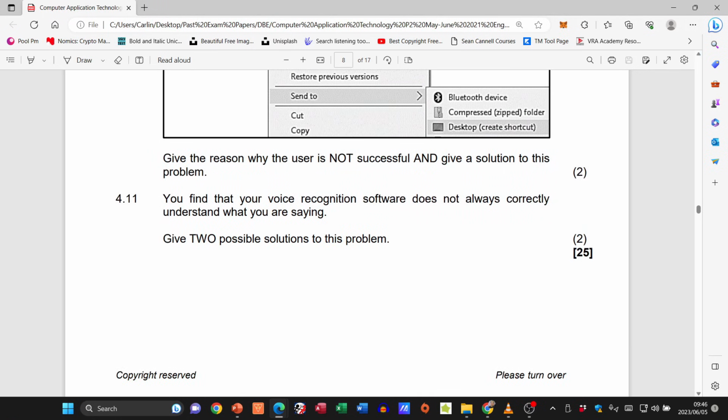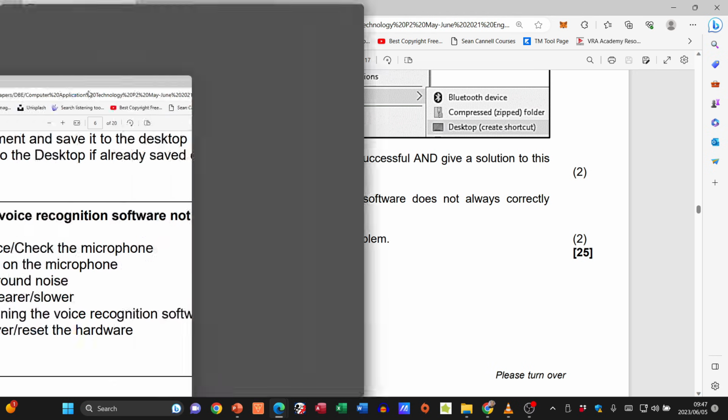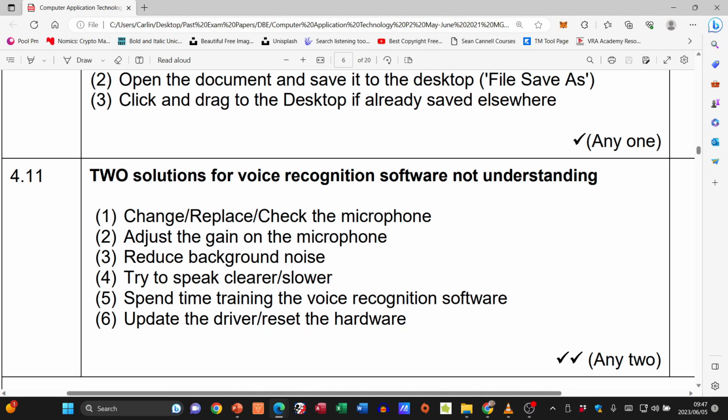And then as we finish off question 4, they say, you find that your voice recognition software does not always correctly understand what you are saying. Well, that's normal, because it's usually American-based software. So it's waiting for an American accent. Okay. Here they say, then give 2 possible solutions to the problem. Now, some of the reasons, and they give us a few here as to why it's not maybe working. We need to check our microphone. We can adjust the gain on the microphone. We can reduce the background noise.